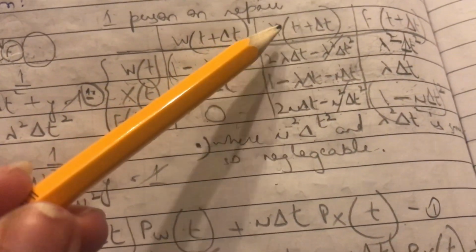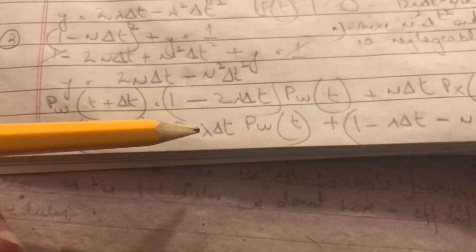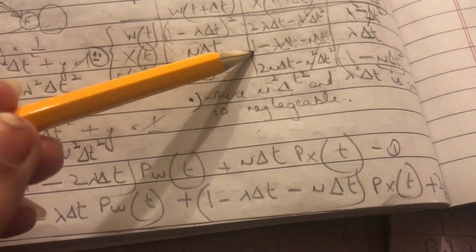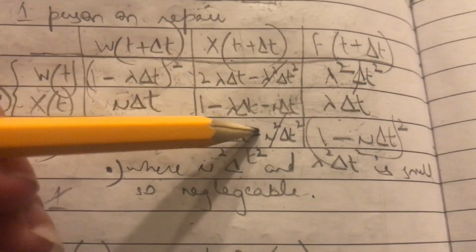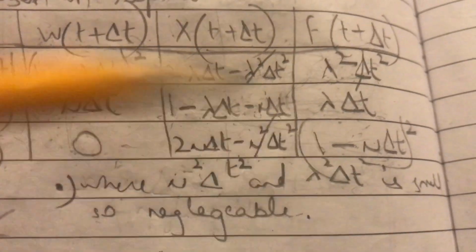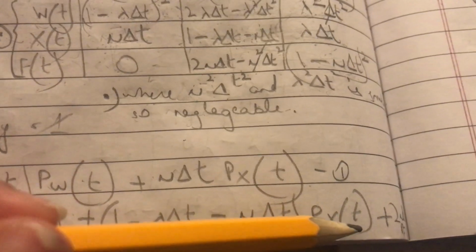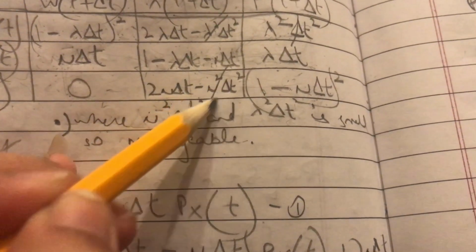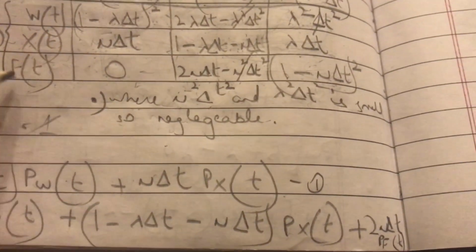Now for the X state, random variable state, we neglect this, 2 lambda delta t, and we are in the working state, so P_W of t plus 1 minus lambda delta t minus mu delta t, and it is in the X state, so probability of X of t, plus, this is negligible, it remains 2 mu delta t, and it is in the F state, failed state, so P_F of t. I hope you can see it clearly, 2 mu delta t and P_F of t.